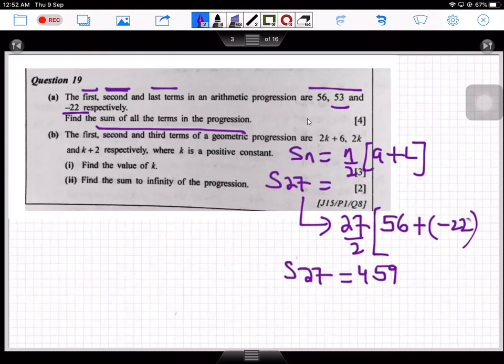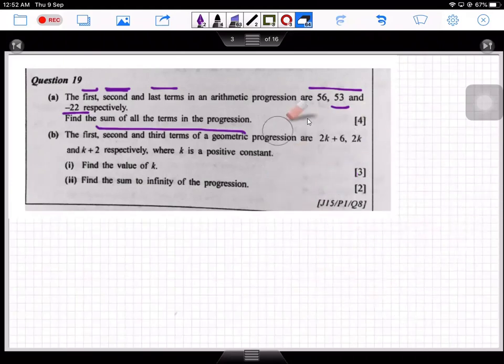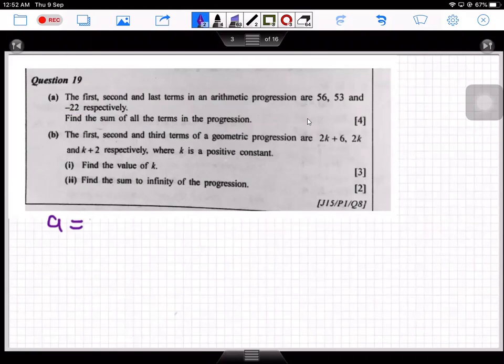Now part B is saying that the first, second, and third terms of a geometric progression are 2k plus 6, 2k, and k plus 2 respectively, where k is a positive constant. Find the value of k. Okay, so the first term is 2k plus 6, the second term is 2k, and the third term is k plus 2.